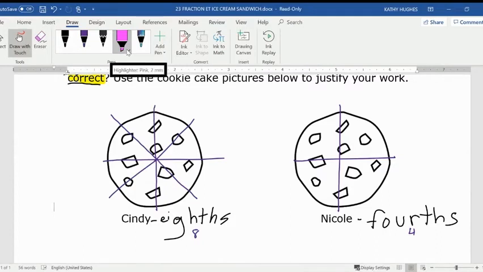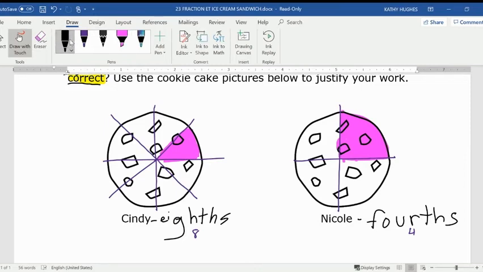I'm going to color or shade 1/8 for Cindy and 1/4 for Nicole. So there's my 1/8 for Cindy. And I'm going to do it on the same side so I can compare correctly. And 1/4 for Nicole. Once I've shaded in 1/8 and 1/4, it is easy to see who's got the bigger slice.